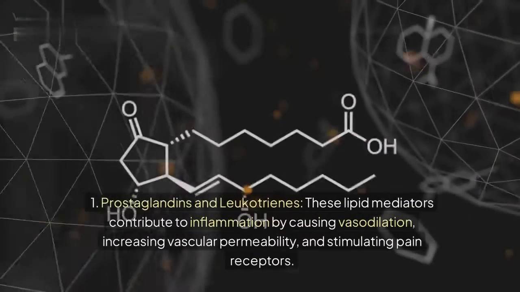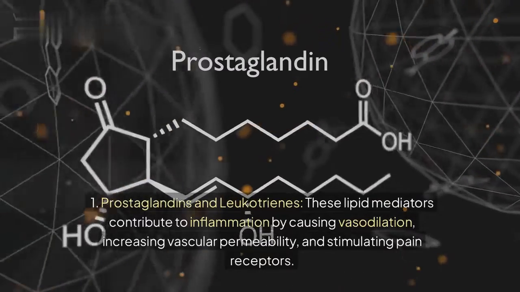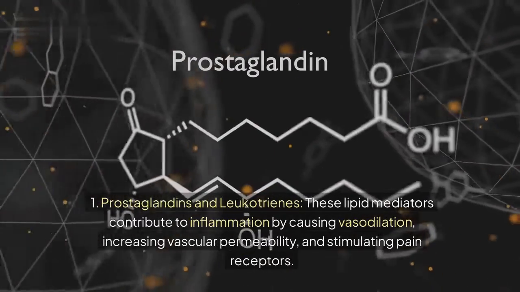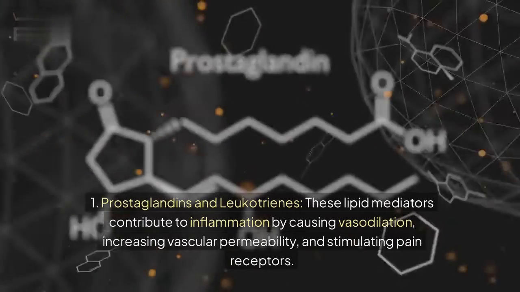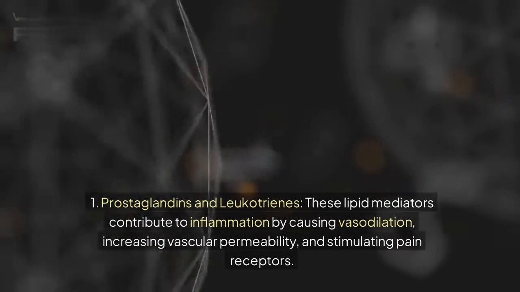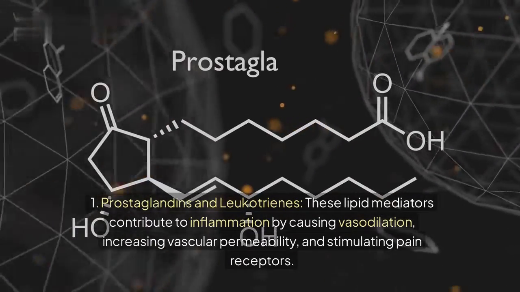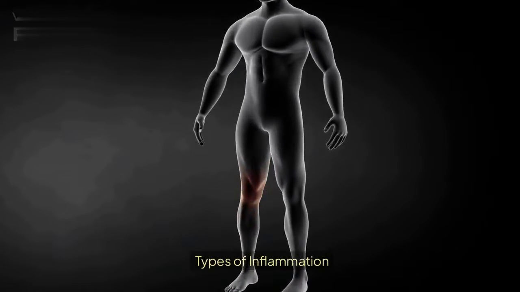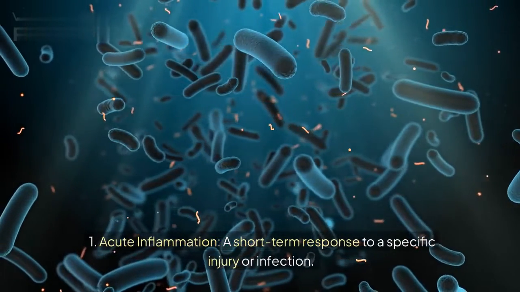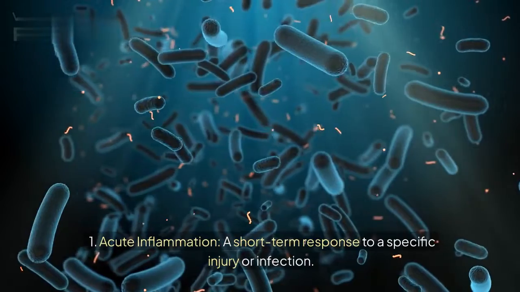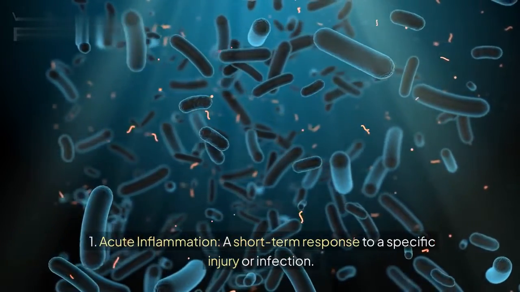3. Prostaglandins and leukotrienes. These lipid mediators contribute to inflammation by causing vasodilation, increasing vascular permeability, and stimulating pain receptors. Types of inflammation. 1. Acute inflammation, a short-term response to a specific injury or infection.